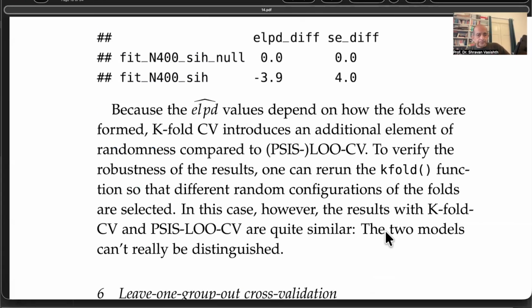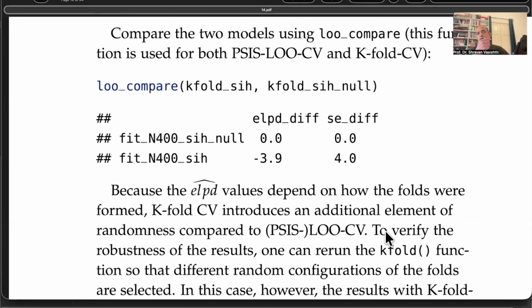So one thing to remember is with k-fold, because we are pseudo randomly holding out some subsets of the data, each time you run the k-fold cross validation procedure, there'll be slight differences in the results because you'll be holding out different data points, right? So there can be some variation. So a good idea is to run the k-fold function a couple of times to see that the expected log pointwise density is more or less stable.